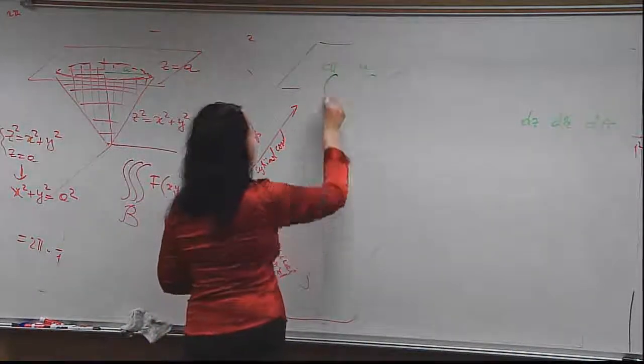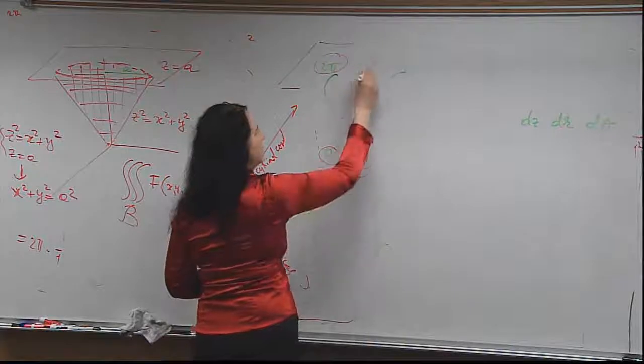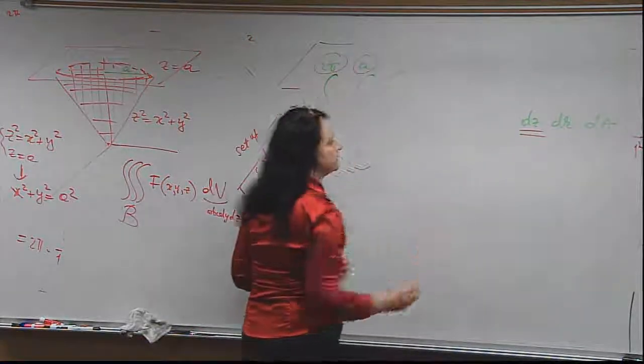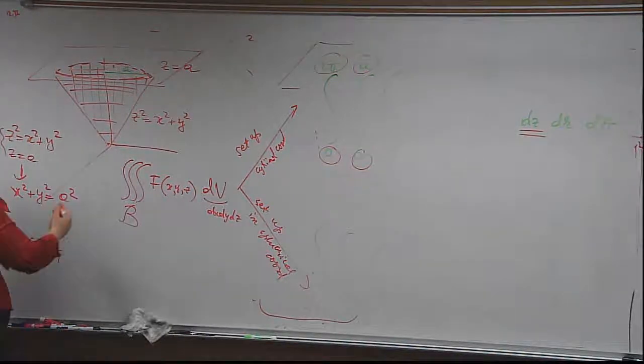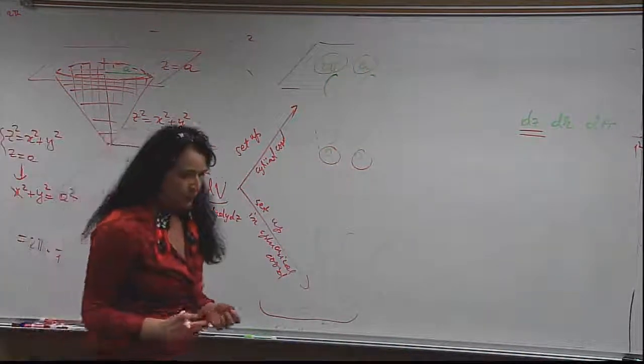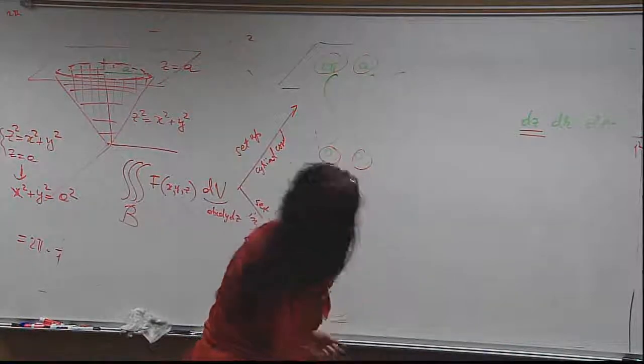Theta will be between 0 and 2 pi. R between 0 and a. Z, you guys have to tell me because it's between a bottom and a top. And I was about to take this to 3.